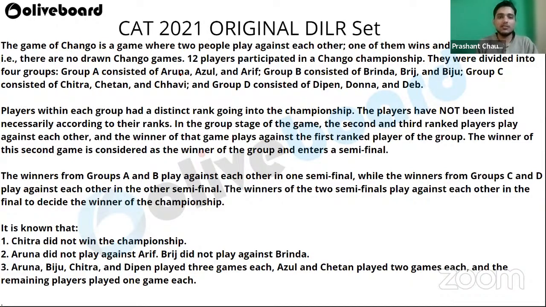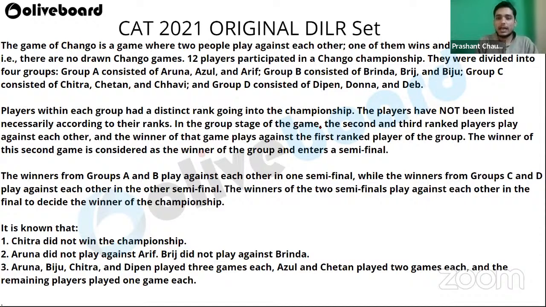Group A consists of Aruna, Azul, and Arif. Group B consists of Brinda, Bridge, and Bizu. Group C consisted of Chitra, Chetan, and Chavi. Group D consists of Dipen, Dona, and Dev. Players within each group have a distinct rank going into the championship. The players have not been listed necessarily according to their ranks. Basically, this is not the rank.